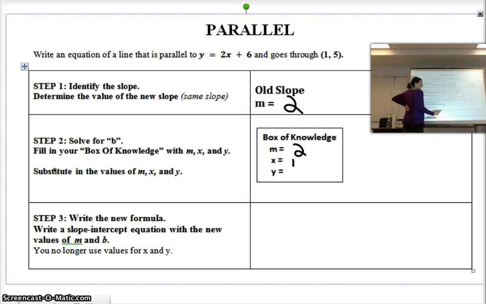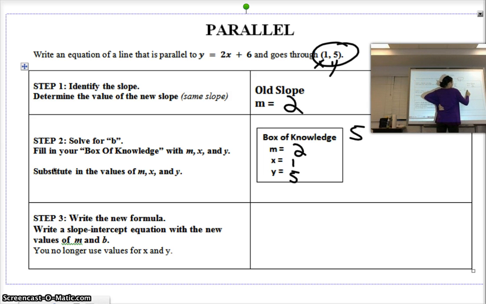1. What's y? Does everybody see where we got that 1 and the 5? The point it goes through is 1, comma 5. That's my x value. That's my y value. Okay? Now I need to solve for b. So I'm going to use y equals mx plus b to solve for b. But I'm going to use my box of knowledge to help me. 5 equals 2 times 1 plus b.